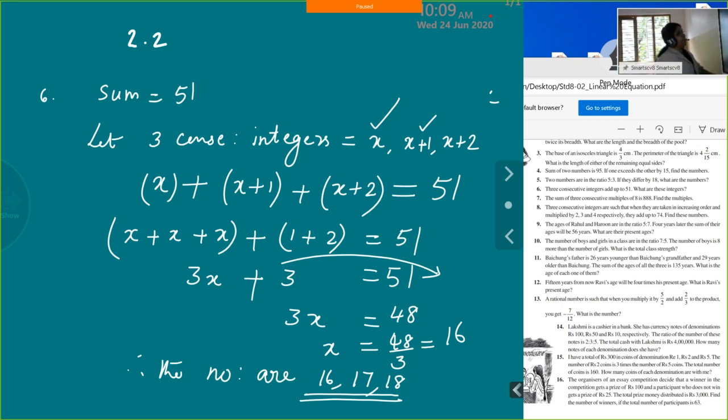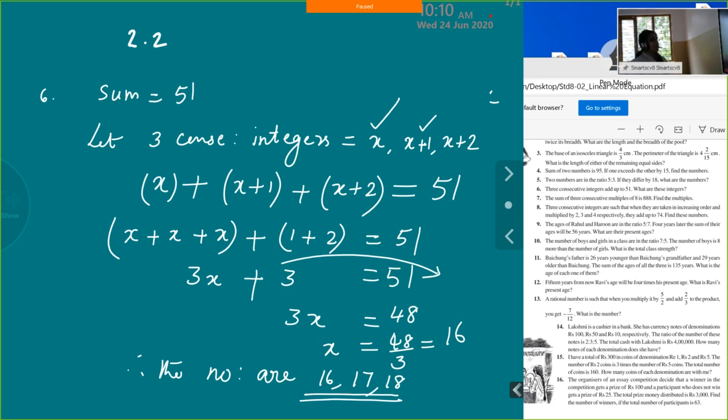I repeat the steps again. The question says that the three consecutive integers add up to 51. So we know consecutive integers means they differ by 1. The difference between each two consecutive numbers will be 1. So I took the three numbers as x, x plus 1 and x plus 2. According to the question, it's given sum 51, meaning x plus x plus 1 plus x plus 2 is equal to 51.